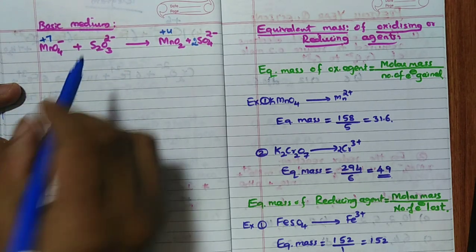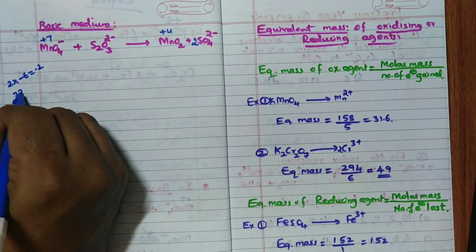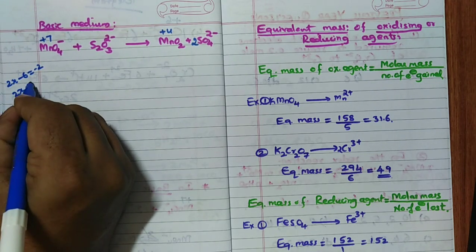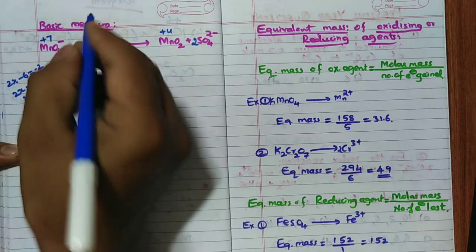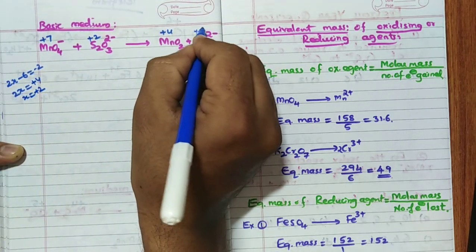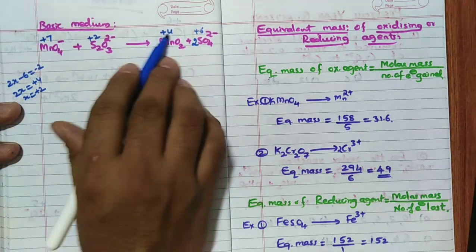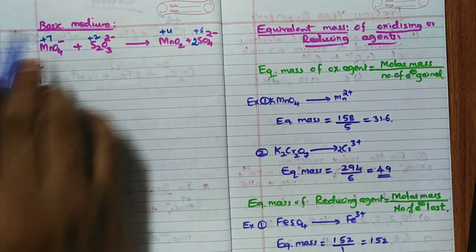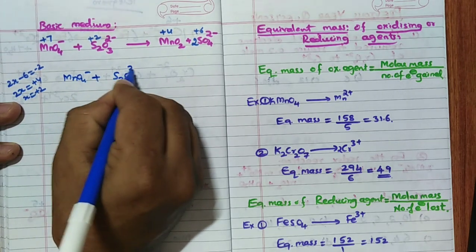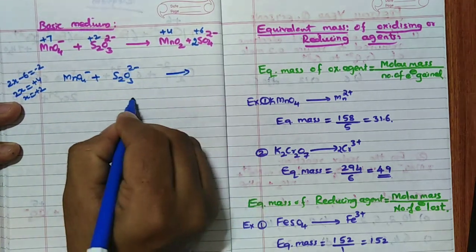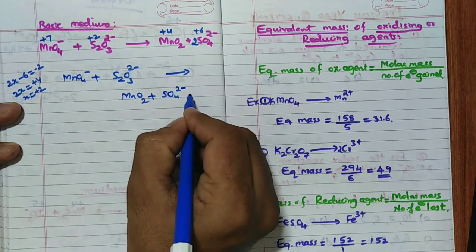So, here if you calculate 2X, 2X minus 6 equal to minus 2, 2X is equal to 4, so X is equal to plus 2 here. And here it is plus 6. Now you can see Mn to Mn, how many unit change? 4 to 7, which means 3 unit change. Right? See, MnO4 minus plus S2O3 2 minus give rise to MnO2 plus SO4 2 minus plus.